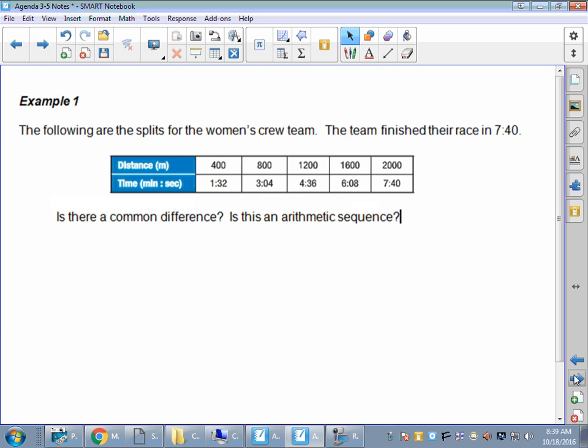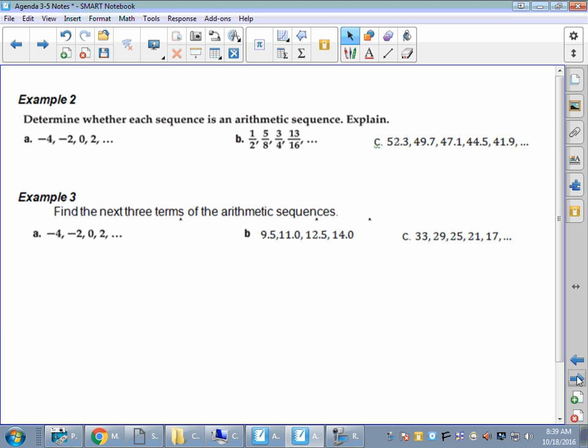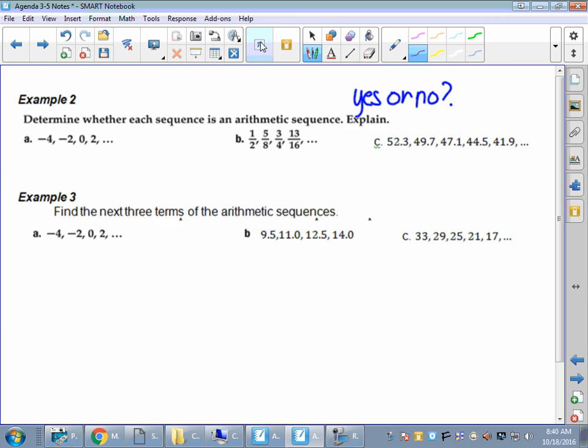So let's skip this first example. Let's just go to some plain old examples 2 and 3. So example 2, the directions say determine whether each sequence is an arithmetic sequence and explain. It's a yes or no question.